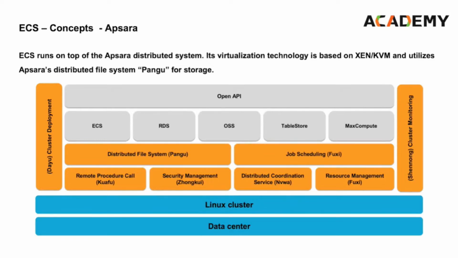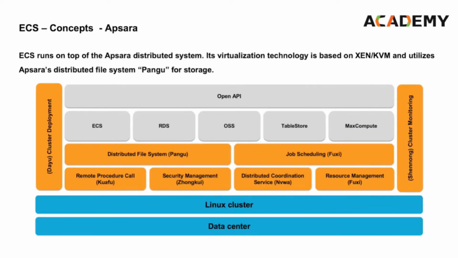Now this is the architecture of an ECS instance. The ECS runs on top of the Apsara distributed file system. Its virtualization technology is based on Xen or the kernel virtual machine, and it utilizes the Apsara distributed file system's Pangu storage. So Pangu is the storage that is used, and for job scheduling we have Fuxi.